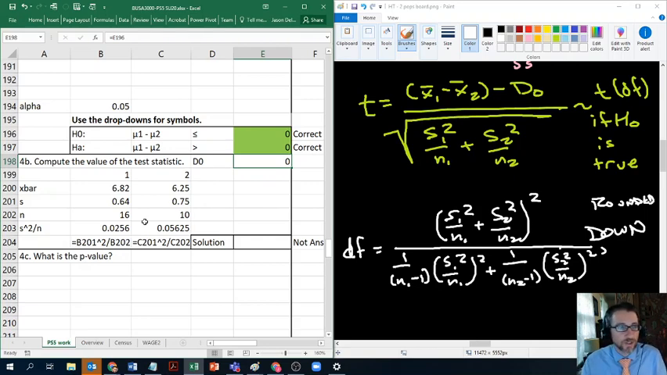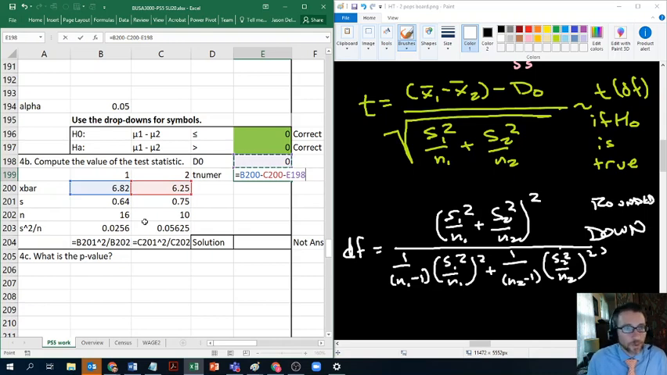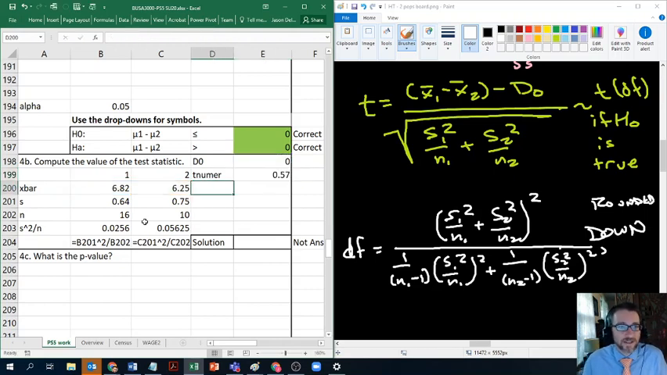I just need to do addition, subtraction, and some square rooting. So our t numerator is going to be our x bar 1 minus our x bar 2 minus our d0, which is just 0 right there. We could put parentheses in if we want. You can see it's not going to have any effect here. And so there's a 0.57 customer satisfaction point difference.